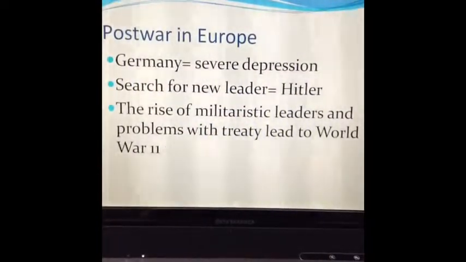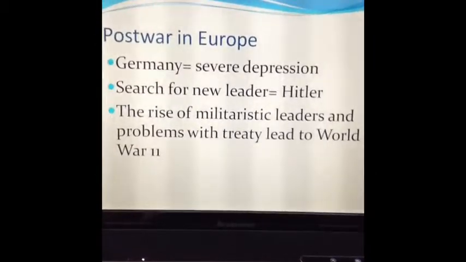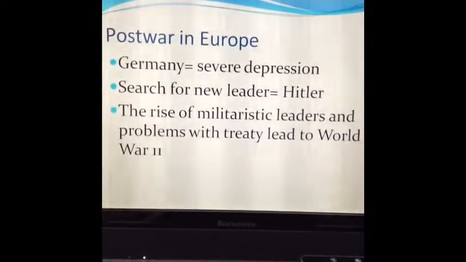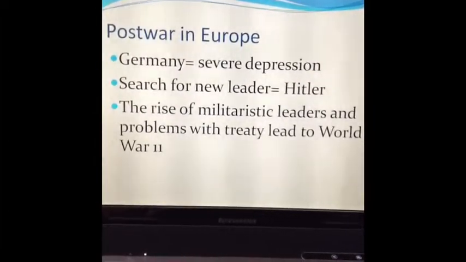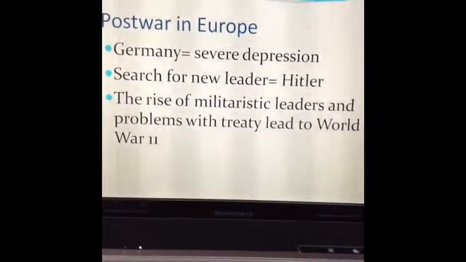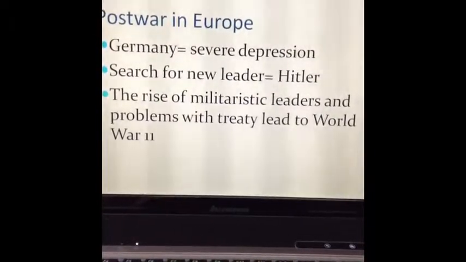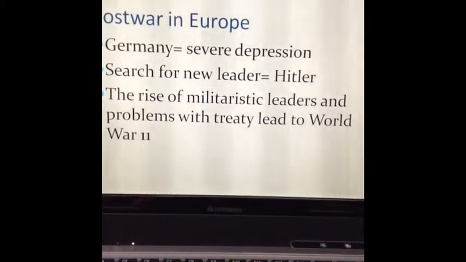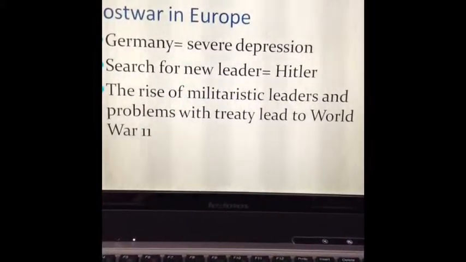The Treaty of Versailles had many problems, however. Germany was left in severe depression because many of their territories were taken away and they were left in severe debt due to the war. The nation searched for a new leader and put their faith in Hitler. This led to the rise of militaristic leaders, which eventually led to the spark of World War II.